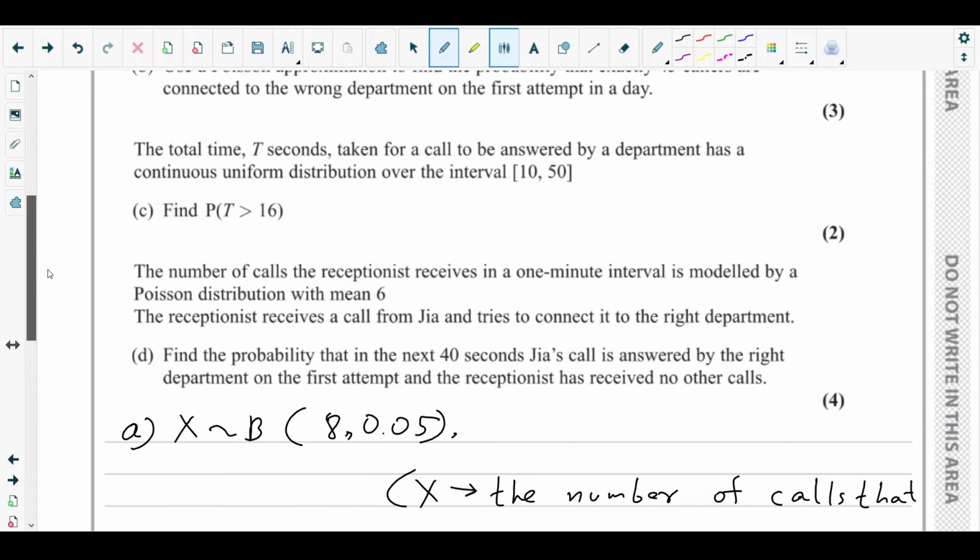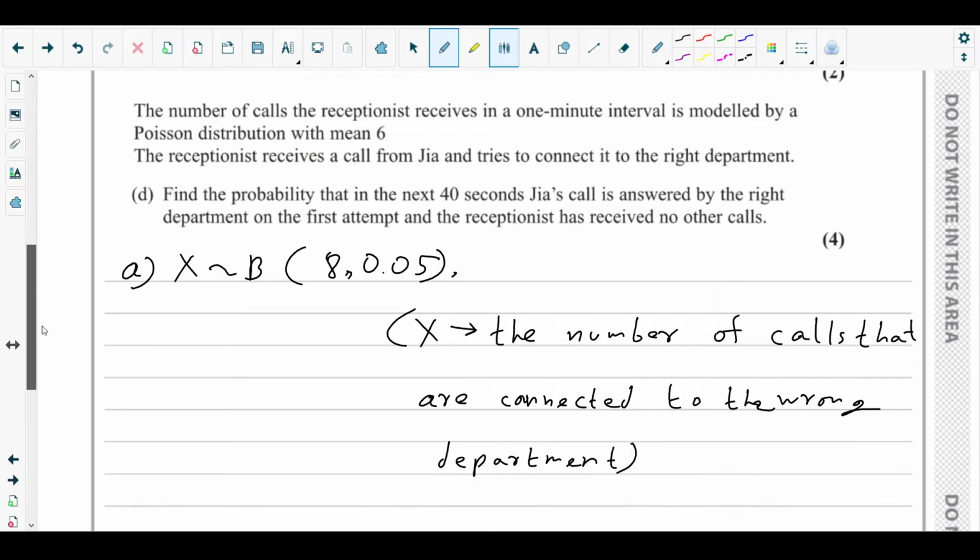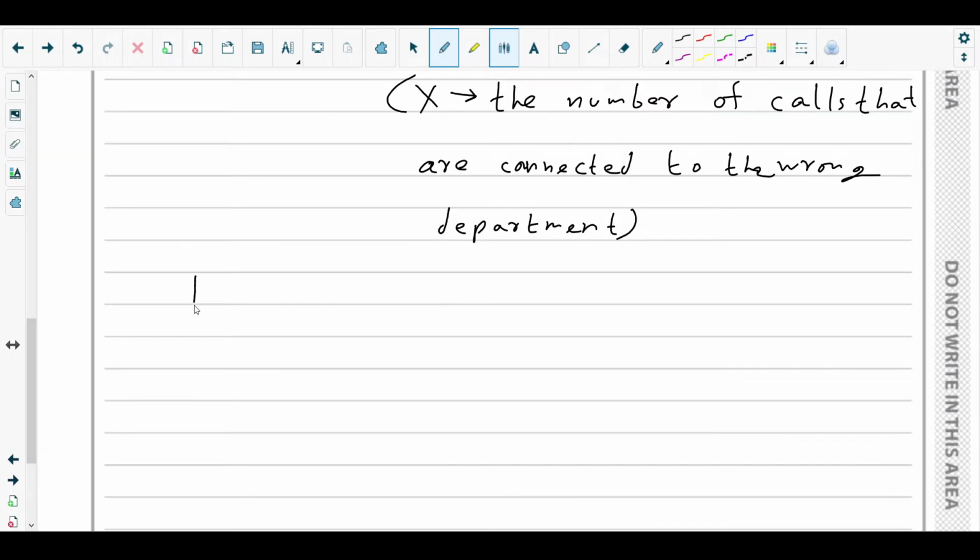We need to find the probability of at least 2. At least means greater than or equal to. So this is 1 minus the probability of X less than or equal to 1. We need to find the probability of X less than or equal to 1.